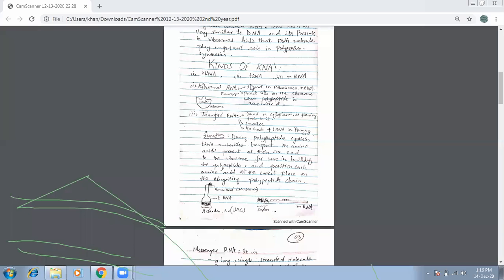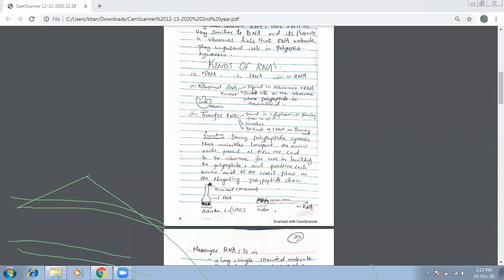You will see a figure at the end of this page as well, where I have shown a torch-like structure, and this is a transfer RNA. Transfer RNA is usually clover-shaped. As I told you, each is specific for a specific amino acid. For example, I have shown a dot as an amino acid. At one end of this transfer RNA, the amino acid is attached, and at the other end is a specific sequence of nucleotides, which is called the anticodon.